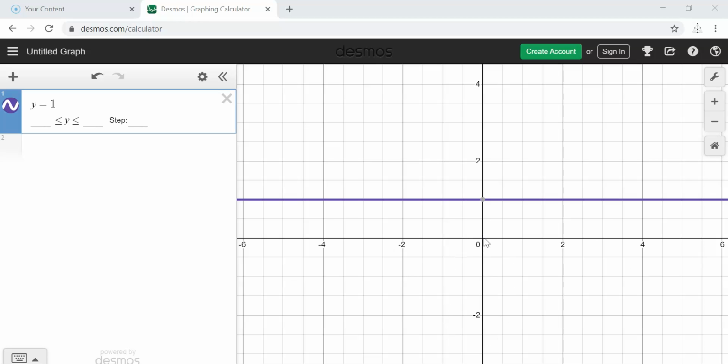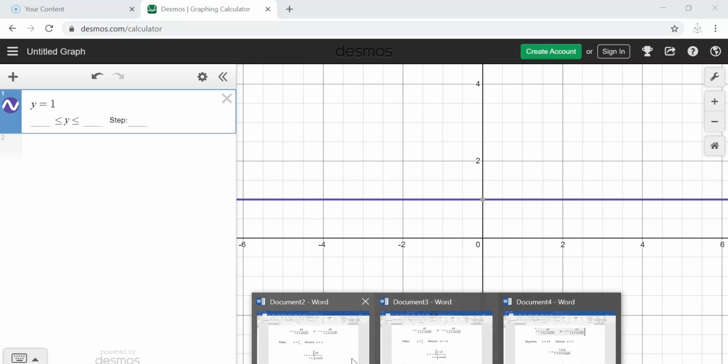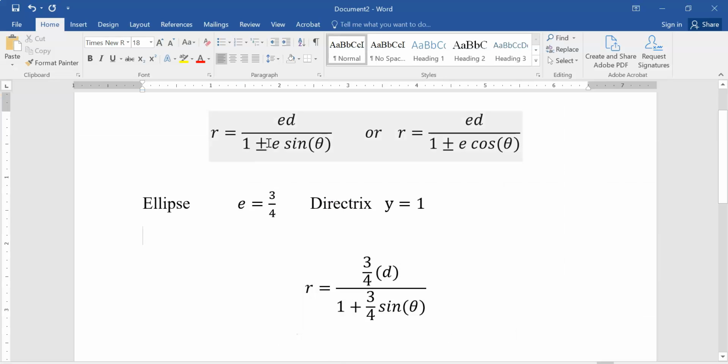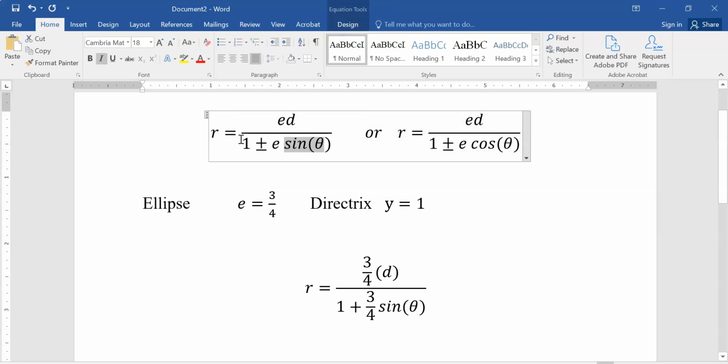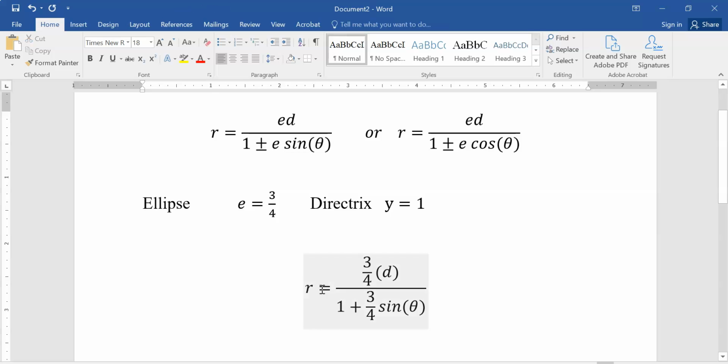So our focus here at the origin, or at the pole, we're going to be stretched out up and down more. So what that tells me is that when I'm creating this equation, I need to choose the sine theta version. So I need to take r equals ed over 1 plus or minus e sine theta. Now, like I said, e is 3/4. So we just plug that into our denominator. And by the way, I always use a plus there. And so I got 1 plus 3/4 sine theta.